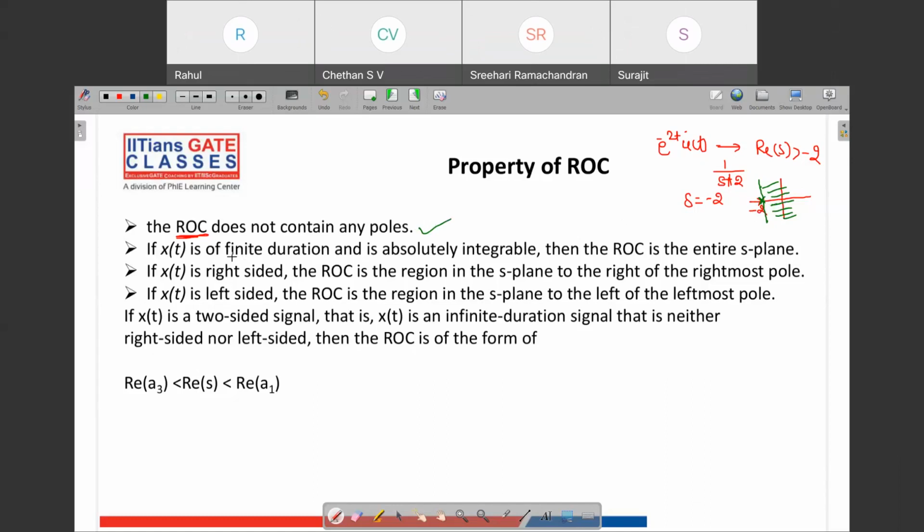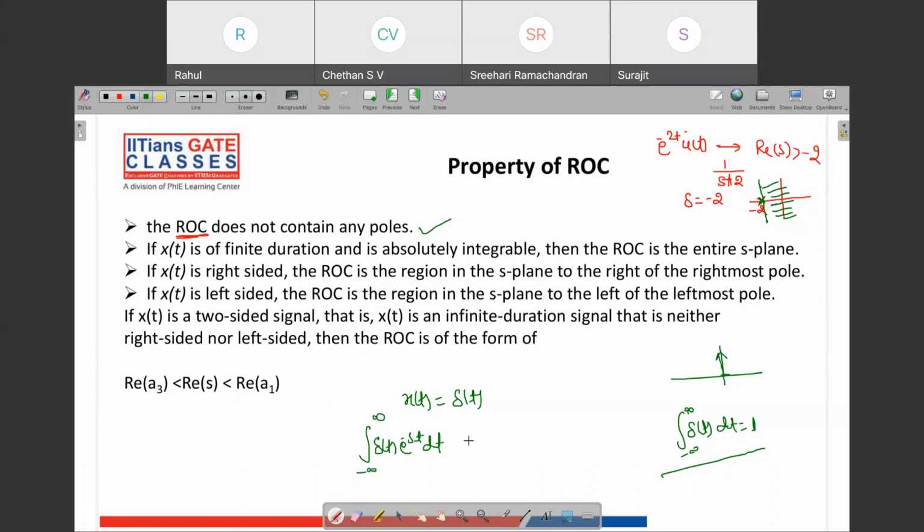Now, if x(t) is a finite duration signal and it is absolutely integrable, then the ROC is the entire s-plane. I will give you one example. Let's say we have a signal x(t) which is equal to an impulse. This impulse is a finite duration signal because it is just located at t equal to 0, and it is absolutely integrable. Why? Because when you integrate delta(t), you get 1. So it is absolutely integrable and it is a finite duration signal.